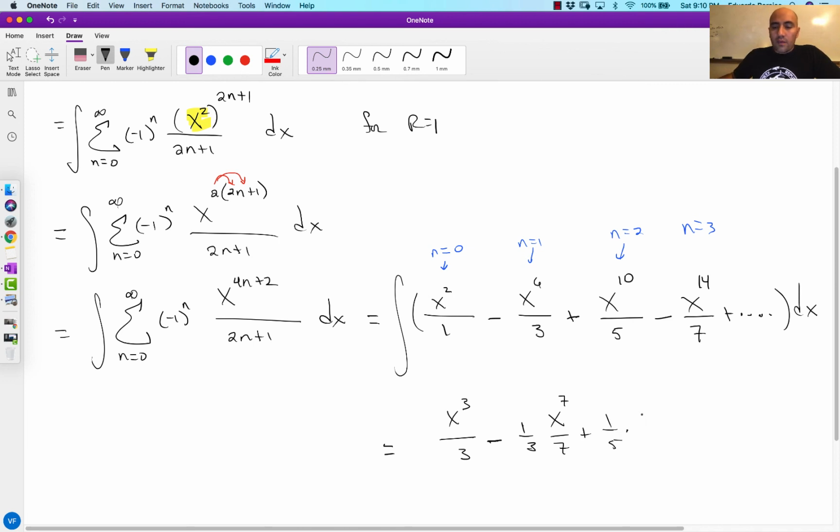And this becomes x to the 11th over 11 minus 1/7 x to the 15th over 15, right? So each time we just add one term, plus dot, dot, dot. And we know that every time we do one of these integrals, there's a plus a constant, and then we can just combine all those constants and have a big plus c at the end.